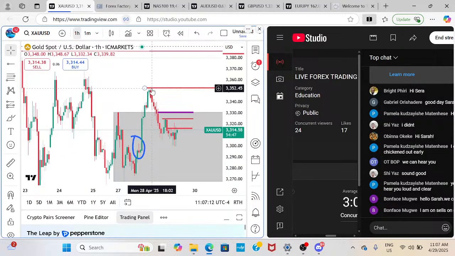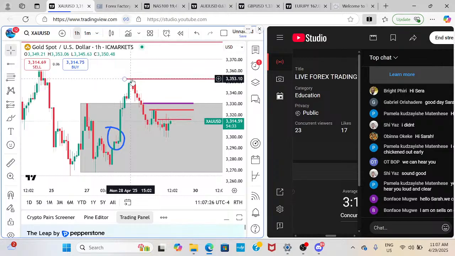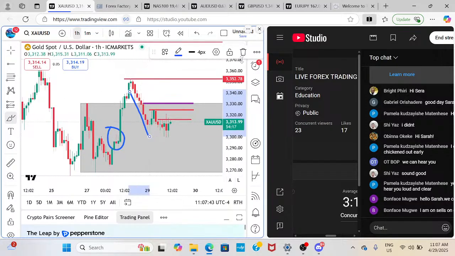It made it only to like 3,352. And then from there, it just started retracing to go down. So that's what happened. So we can see it came up to 3,352, and then we started retracing. And now we've just been moving sideways since Monday. After this sell off, price stopped and then just started moving sideways.